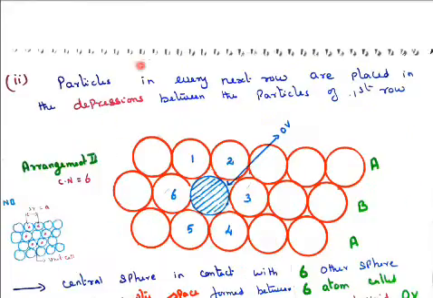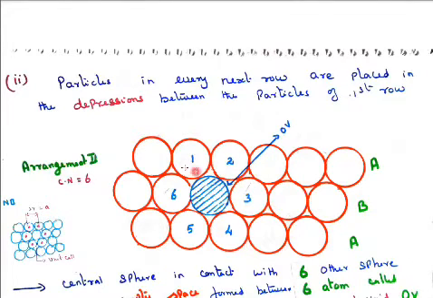Now we'll see that the particles in every next row sit in the depressions between the particles of the first row. Here the first row is A type. Then in the second row, between these two depressions, we have kept an atom. This is called the depression between the particles of the first row. That is A type, B type, A type, B type, and it goes on like that. So it is an AB type arrangement.